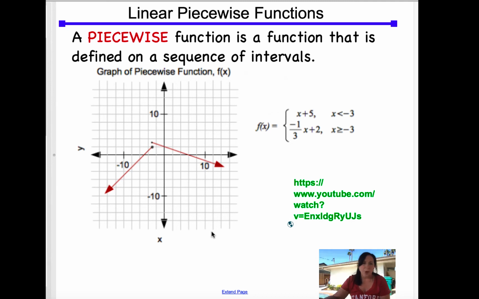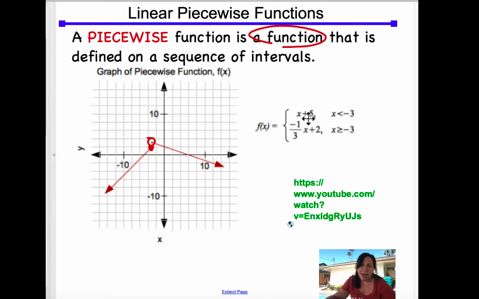Okay, so a piecewise function is a function that is defined as a sequence of intervals, meaning it comes in pieces. As long as it says it's a piecewise function, yes, it does have to pass the straight line test, which then means that in the little fine details, this could be solid. That then would have to be an open circle.